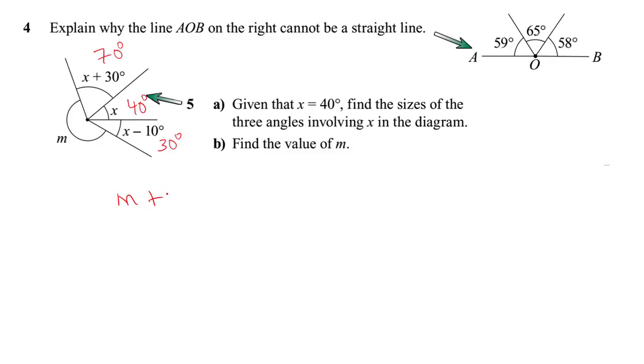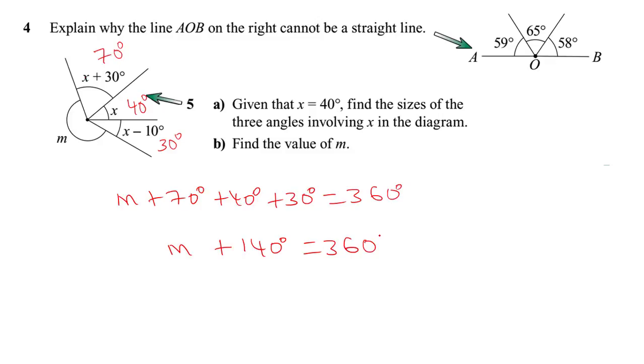So m plus the 70 plus the 40 plus the 30 equals 360, because they are angles at a point. So I've got m there, and this is 70 plus 40 plus 30, which is going to be 140. And that equals 360.